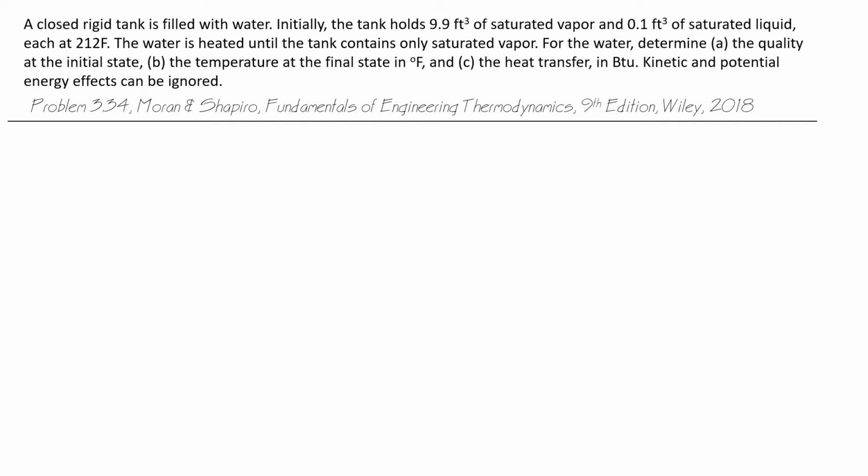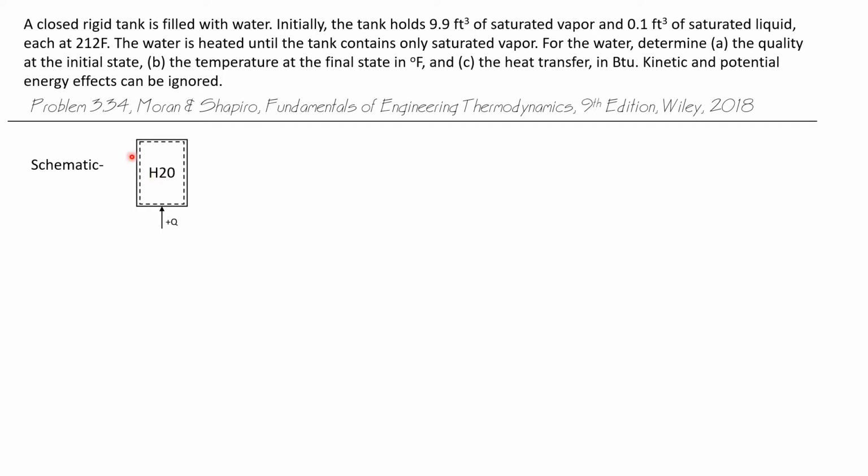For the water, determine A, the quality at the initial state, B, the temperature at the final state, and C, the heat transfer in BTUs. Kinetic and potential energy effects can be ignored. So let's lay out our five-part solution to the problem stated. We'll start with the schematic.